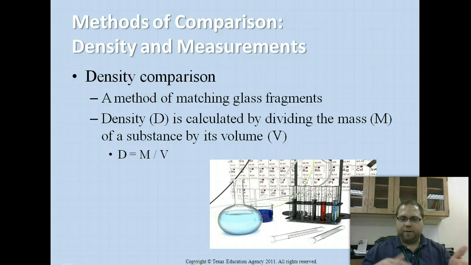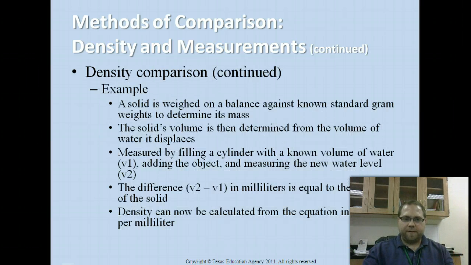Okay, so density equals mass divided by volume. And so this is a way that you can actually measure glass fragments. Now, one way that you can do this, and I don't have a full example of this, but if you've ever seen a density column, where we have water down at the bottom and vegetable oil at the top, because water is more dense, it has more molecules packed together than the vegetable oil does.